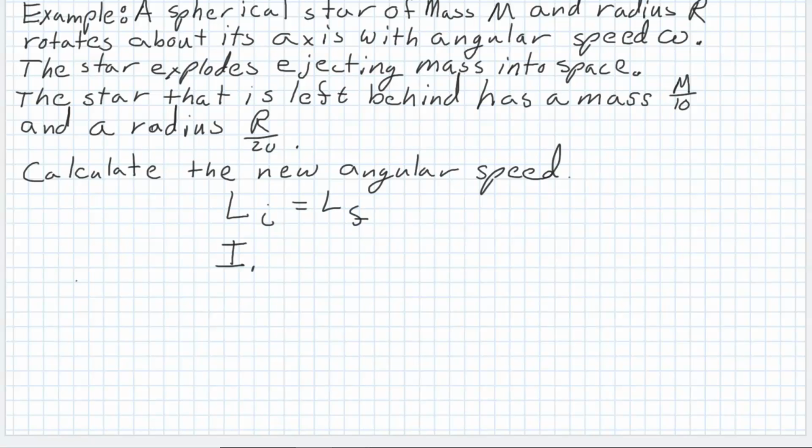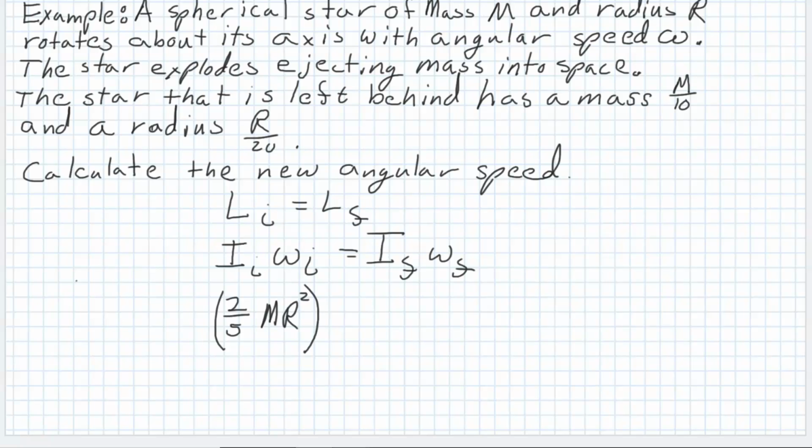So we know the initial angular momentum has to equal the final angular momentum. And so the initial moment of inertia times the initial angular speed has to equal the final moment of inertia times the final angular speed. Okay? So if I look up the moment of inertia of a sphere, I see that it's 2/5 the mass times the radius squared. And the star's initial angular speed was omega.